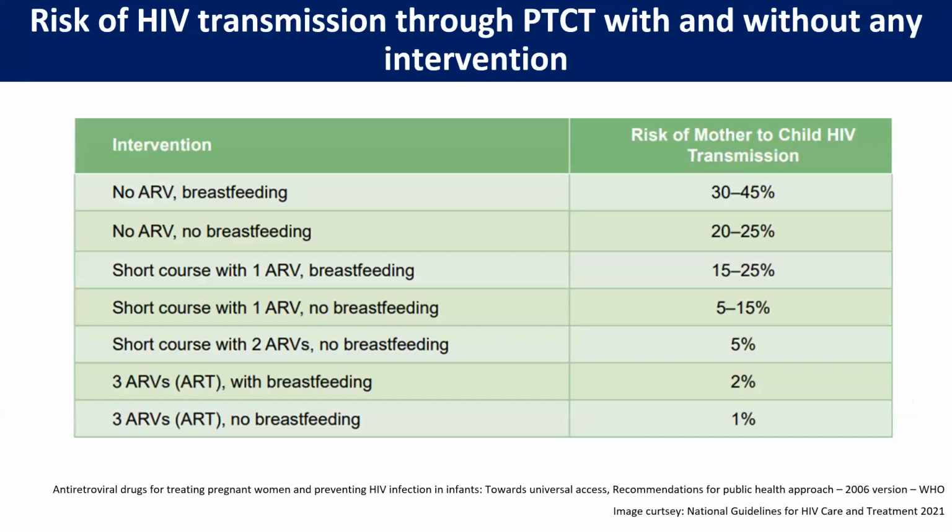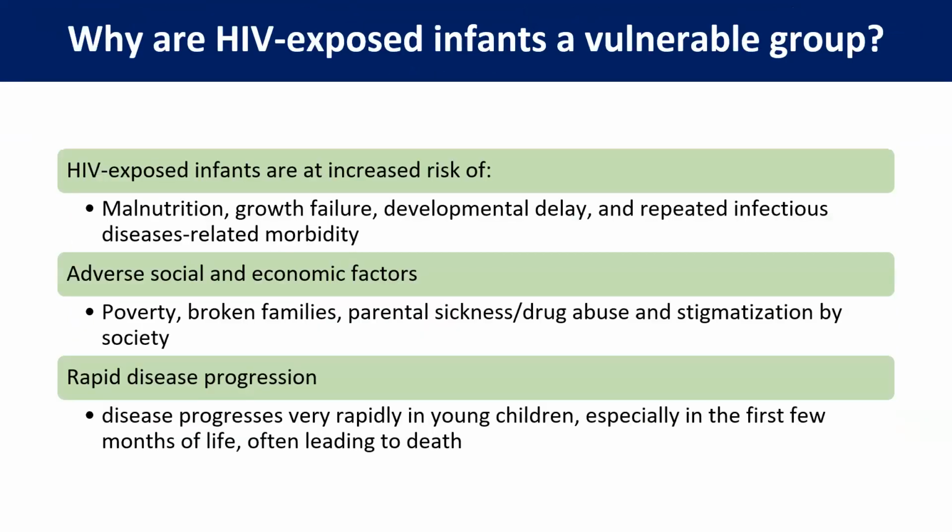So we all know what interventions are available. Currently, what we are using is triple antiretroviral therapy with breastfeeding. With this, we are able to achieve around 2% risk of transmission, and the rest of the things we are not following now. So we can focus on three ARV therapy, that is ART, with breastfeeding, which gives around 2% HIV risk.